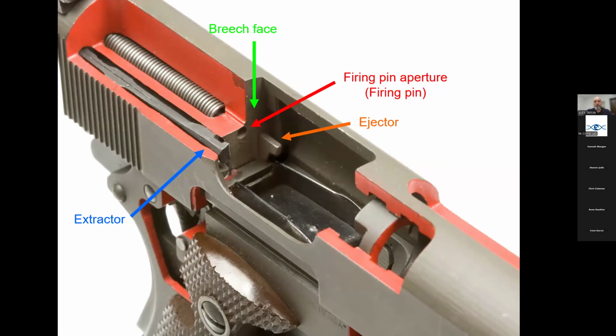And this is how they look within the firearm. The barrel and the chamber are down here, and the other parts are basically on the back of the slide.